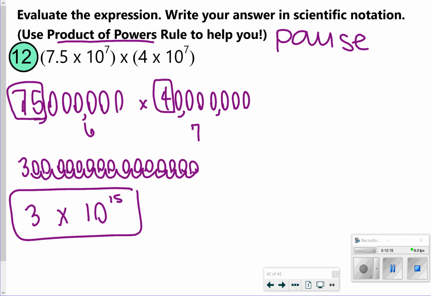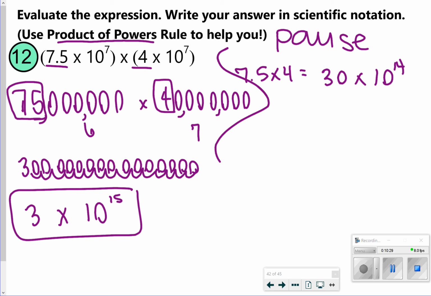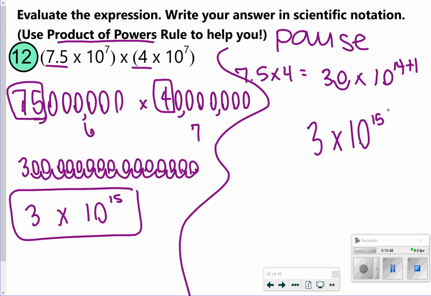Here's one other way that you can look at it. You could have just done 7.5 times 4. 7.5 times 4 is equal to 30. And then you would add your exponents together. So 10 to the 14th power. The only thing that's wrong with this is you cannot have 30 times 10 to the 14th power. That's too big. We would need to change that to a 3. But because we had to go over one extra number, that means we also had to add 1 to the 14. So that's how we could also get 3 times 10 to the 15th power.